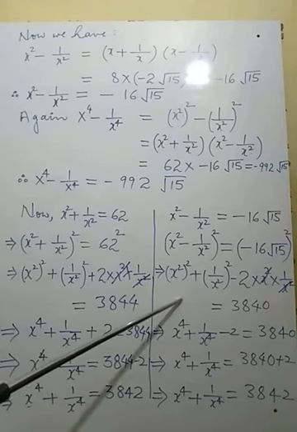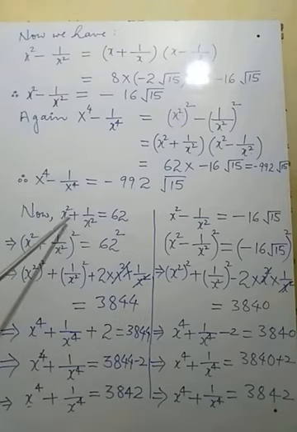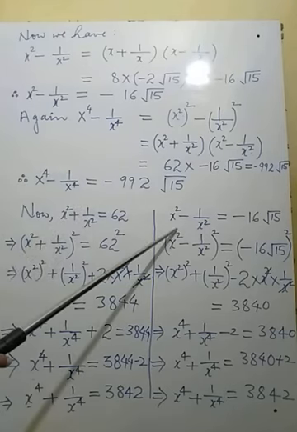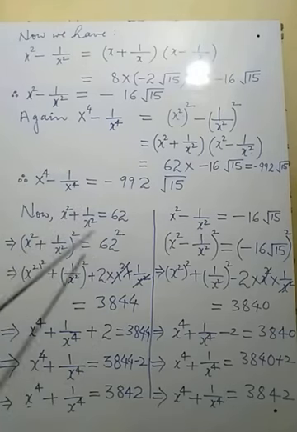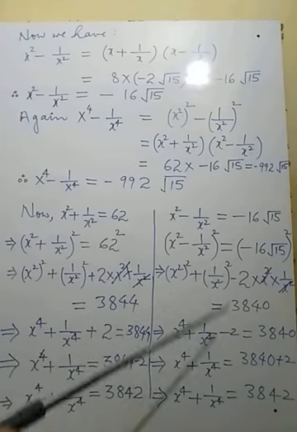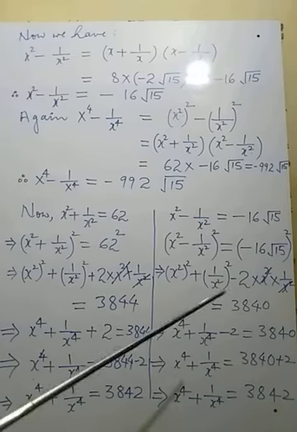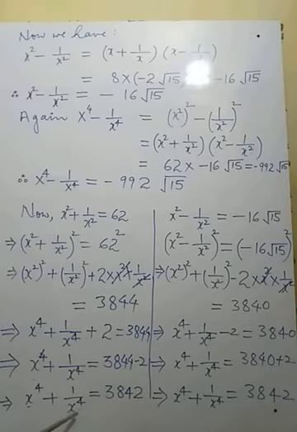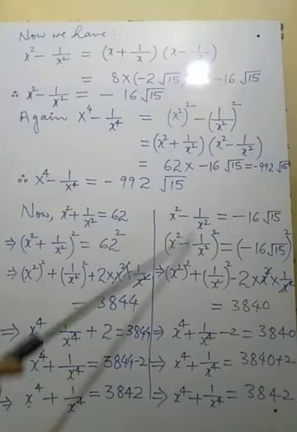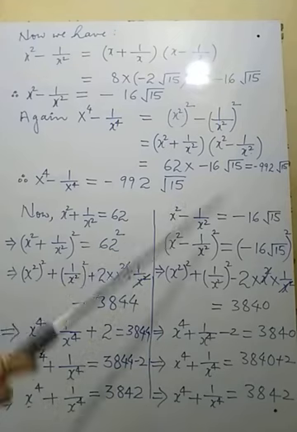Two methods are given here, either by this way or by that way. Either select the first method or select the second method. Both the methods will not be adopted because it is a wastage of time. You are required only to find out x to the power 4 plus 1 upon x to the power 4. What value is there? So it is given here. So no need to simplify this. It is the second method.